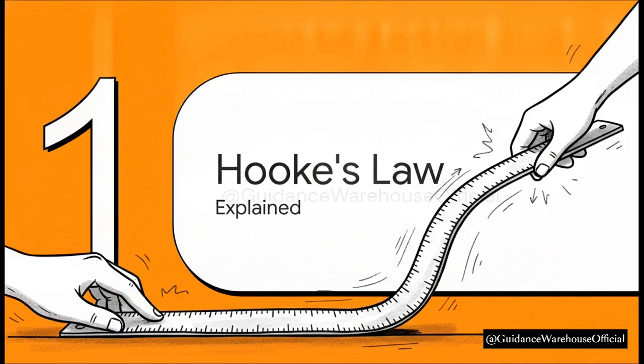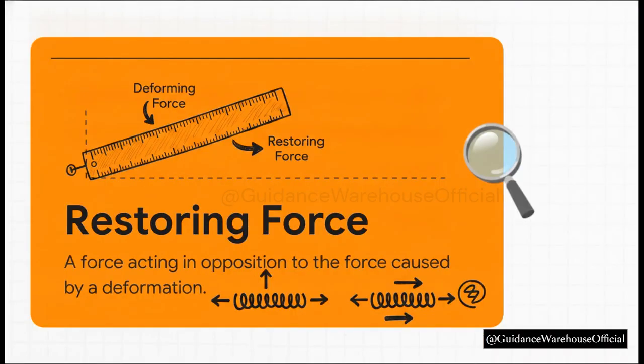Section 1, Hooke's Law, explained. Okay, let's dive right in by looking at what happens when you mess with a simple plastic ruler. Imagine you're holding one end of a ruler firmly on your desk and letting the other end hang off the edge. When you pull that ruler over to the left, you are deforming it.